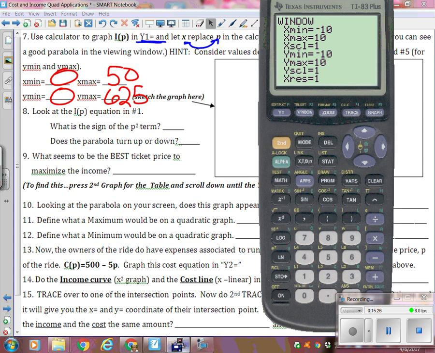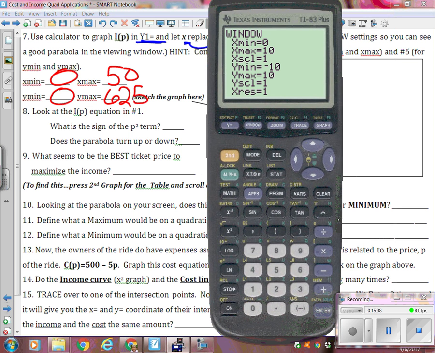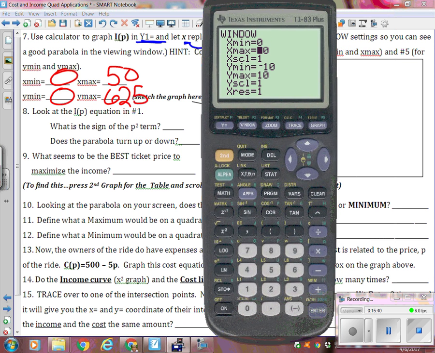All right, now press your window button if you don't already, where it says window. Let's change those. X minimum no longer is going to be -10. We're going to change it to 0, and we're going to press enter. What's X max going to be? X max changes to 50.